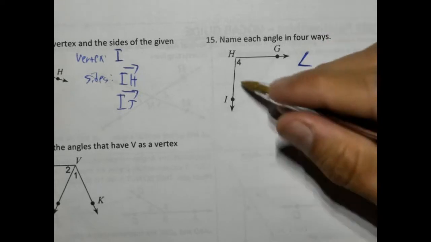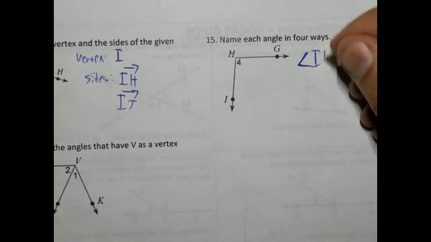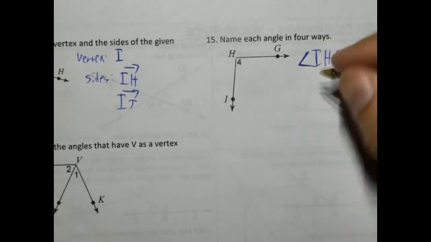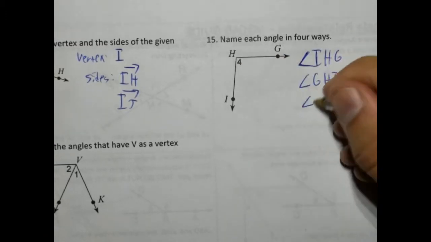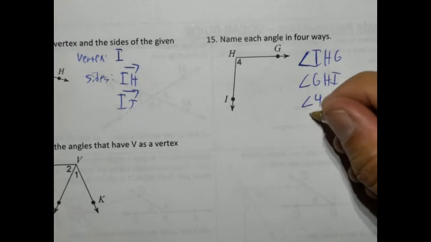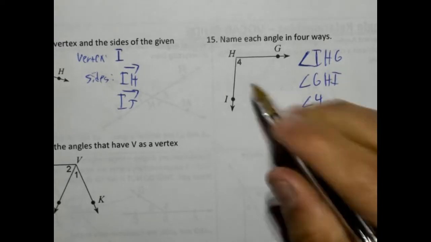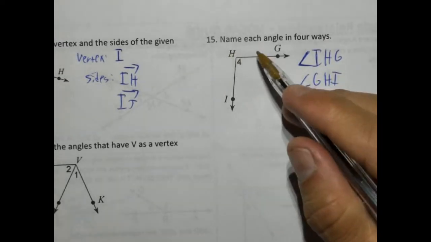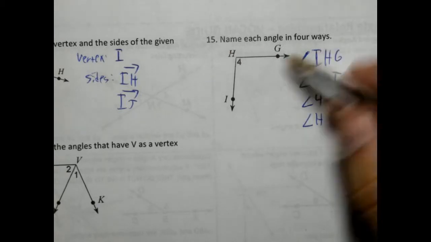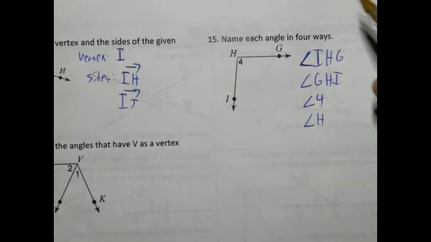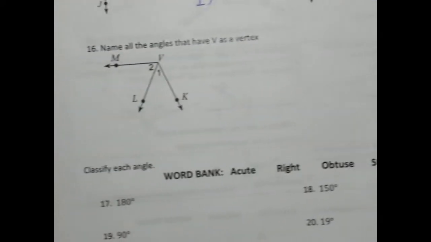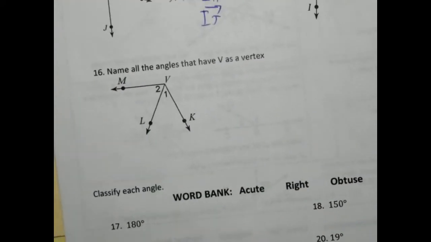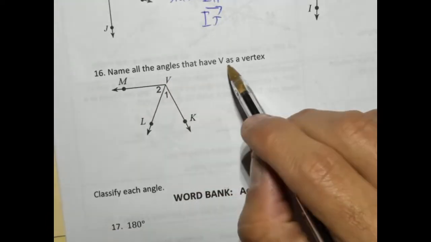So angle IHG and then GHI. Also angle 4. We can also use the vertex, because there are no other angles at the vertex. But honestly, these two methods, the 3 letters in proper order, are, I think, the best way. Also, number 4 is not a great way to label it because oftentimes we use numbers to measure the angle. So, yeah. All right, name all the angles that have V as a vertex.